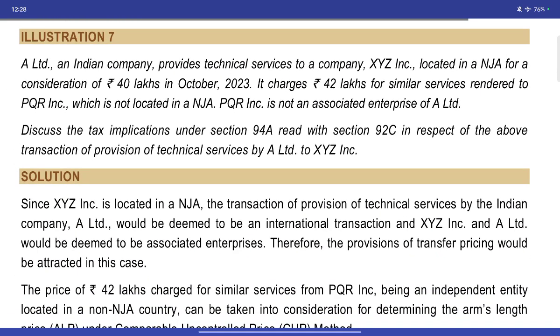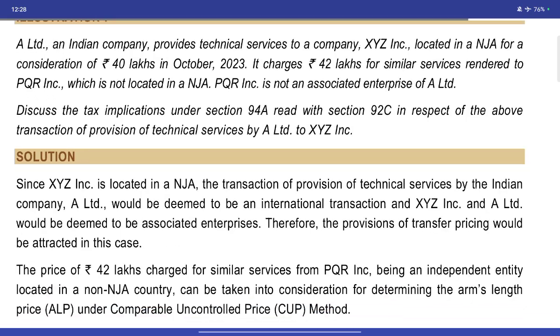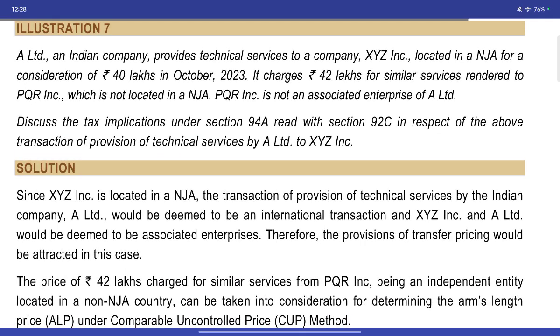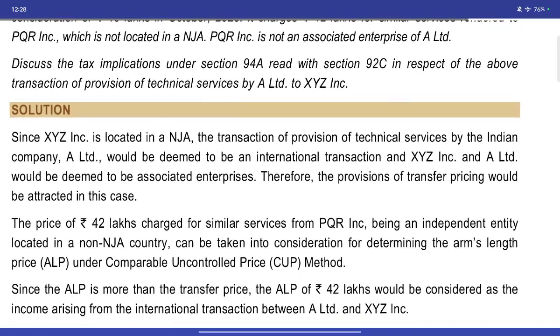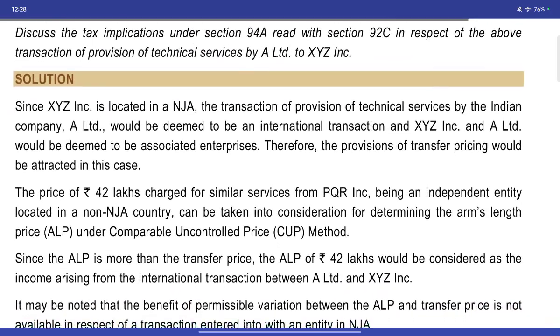Illustration: A is an Indian company that provides technical services to XYZ Limited, located in an NJA, for a consideration of 40 lakhs. It charges 42 lakhs for similar services rendered to PQR Limited, which is not located in an NJA. PQR is not an associated enterprise. Discuss the tax implications of Section 94A and Section 92C in respect of the transaction for technical services.